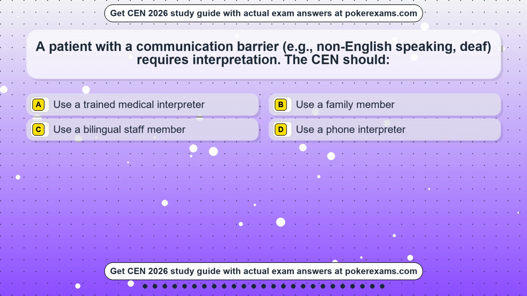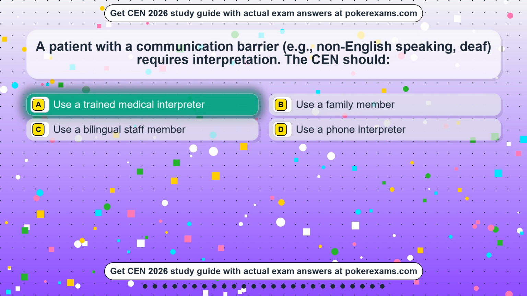Question 17. A patient with a communication barrier, e.g., non-English speaking, deaf, requires interpretation. The CEN should: Option A. Use a trained medical interpreter. Option B. Use a family member. Option C. Use a bilingual staff member. Option D. Use a phone interpreter. The correct answer is option A. Use a trained medical interpreter.